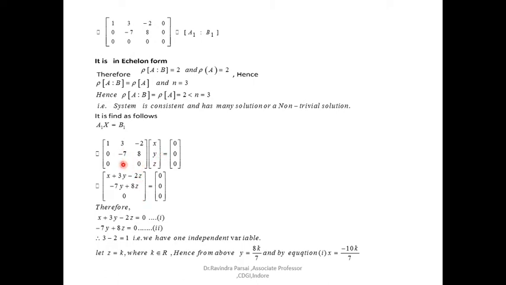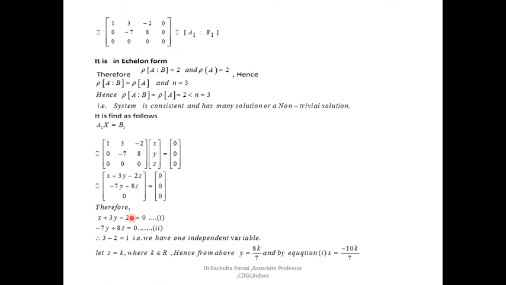So by writing the matrix equation A1 of x equal to B1: 1 3 minus 2, 0 minus 7 8, 0 0 0, times x y z, equal to 0 0 0. Now we multiply these matrices, and you will get x plus 3y minus 2z. The second row gives minus 7y plus 8z, and the third row is 0 equal to 0. On simplifying, the first equation is x plus 3y minus 2z equal to 0, and the second is minus 7y plus 8z equal to 0.